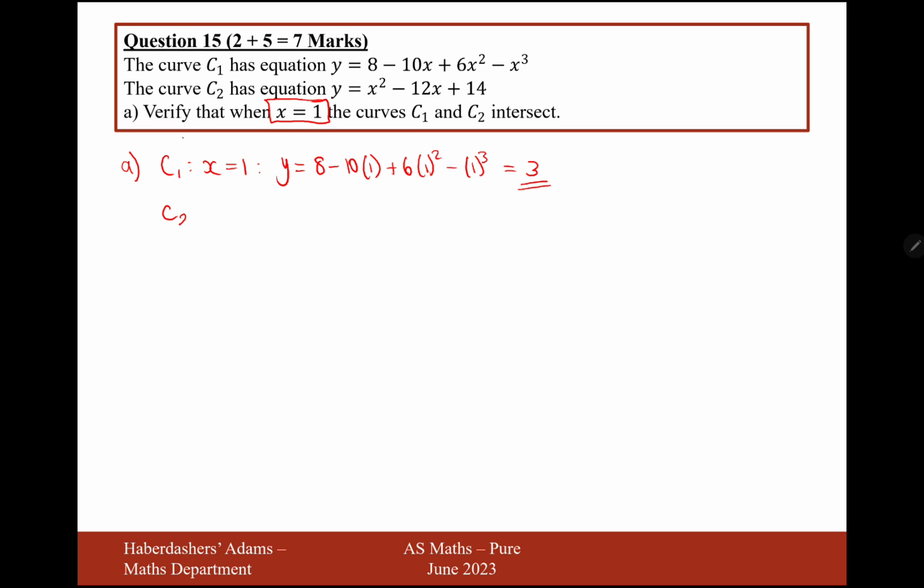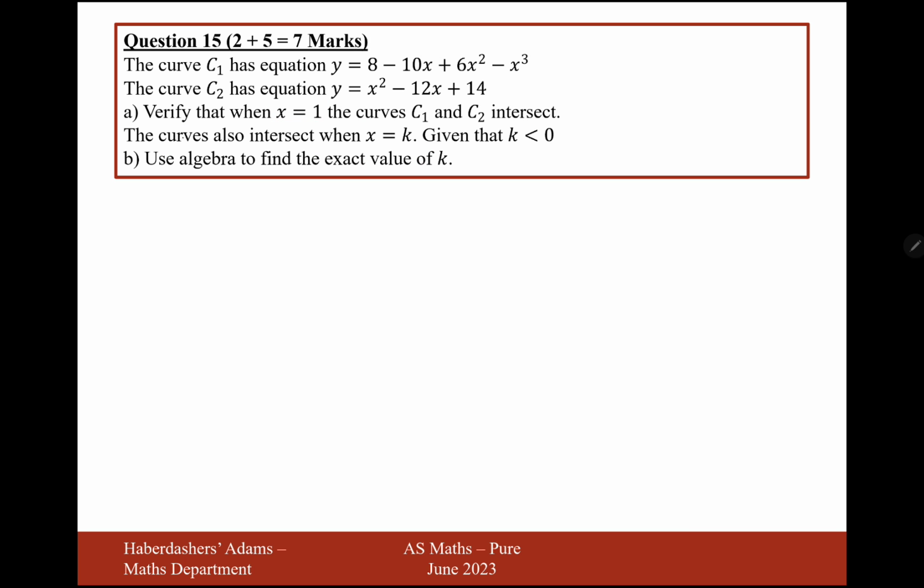And it should be the case that we get the same y value when we substitute x equals 1 into C2. So y is going to equal 1 squared minus 12 times 1, add 14. So let's do the positives first. 1 add 14 is 15, minus 12 is 3. Lovely, there we are. So therefore, intersection at (1, 3). So there we are, that's the answer for part A. Let's now move on to part B.